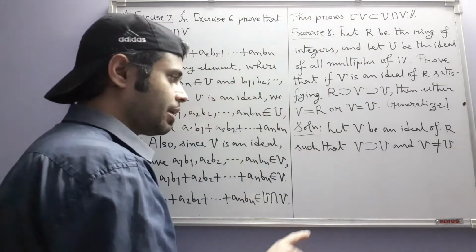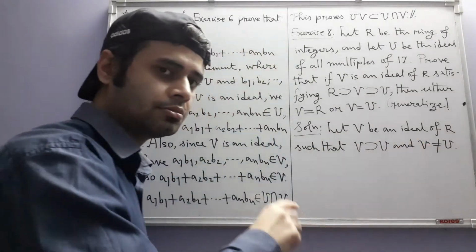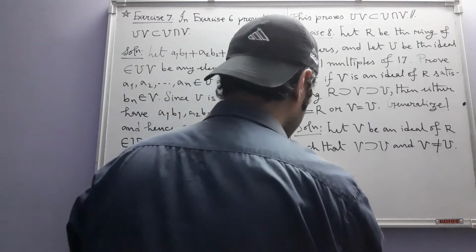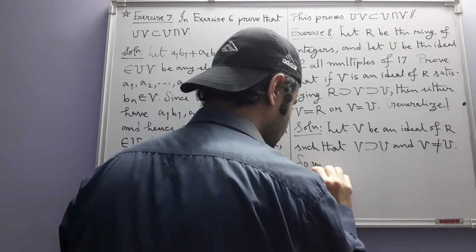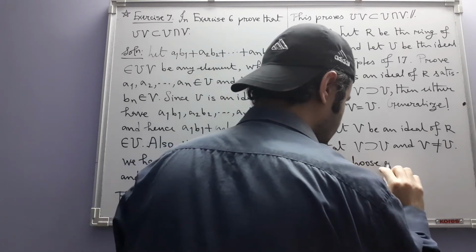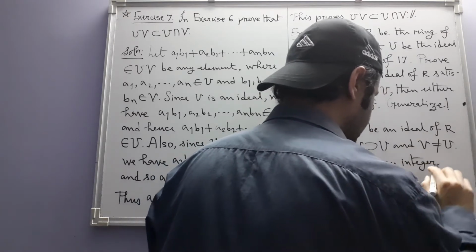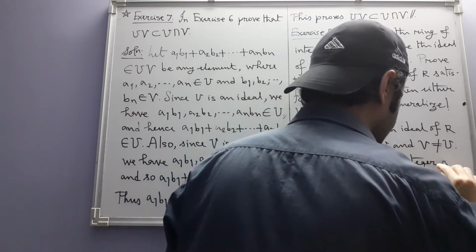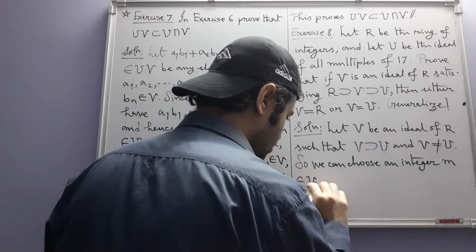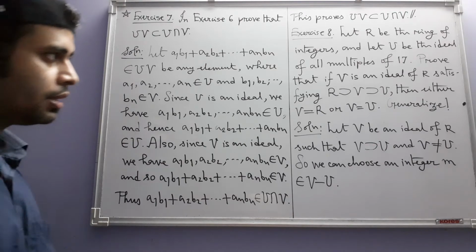So now, since we have assumed V to contain U, but at the same time not being equal to U, there will be at least one element in V which is not in U. So we can choose an integer, because after all we are working with integers, let's not forget that. So we can choose an integer m belonging to V minus U. Okay.